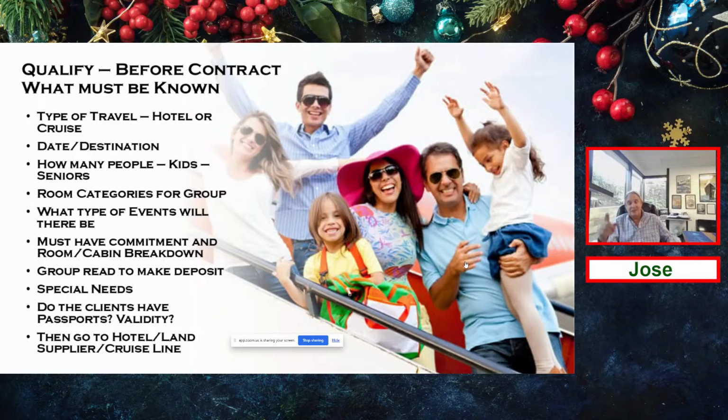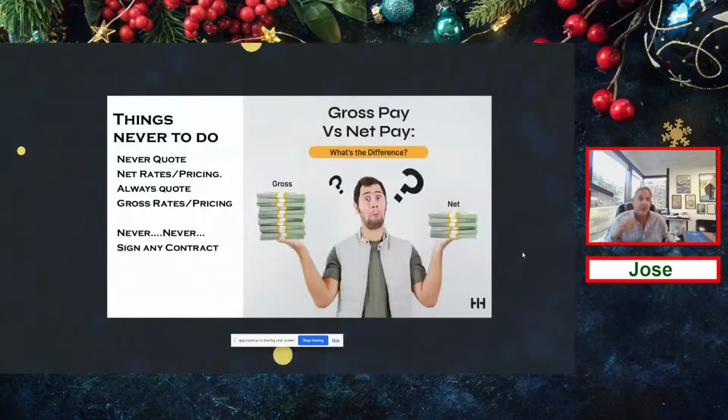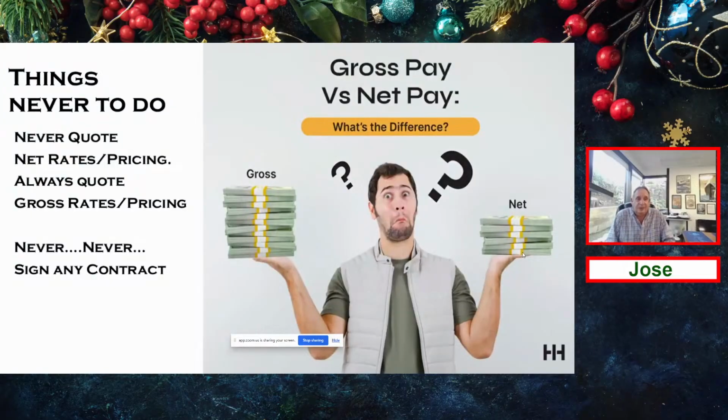There's nothing worse. And now on top of that, there are islands in the Pacific and the Caribbean that are asking for an entry fee. That digital entry fee that we always talk about, the electronic travel thing that they have now. So make sure you have that. Make sure you check on that, especially if you're going to St. Lucia or Aruba or any of the smaller islands. Then once you have all that and you're ready to go, then go to the hotel, land supplier, or the cruise line.